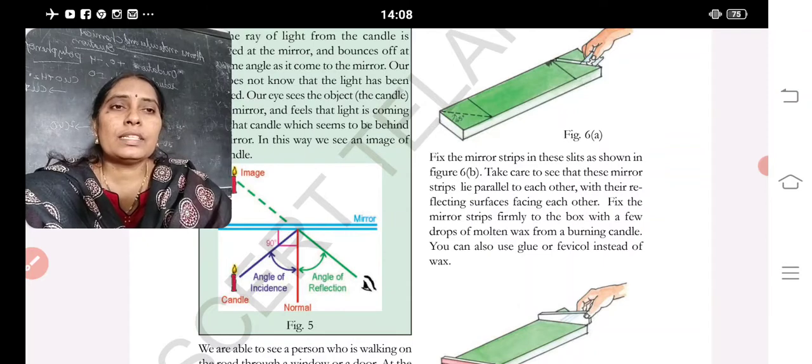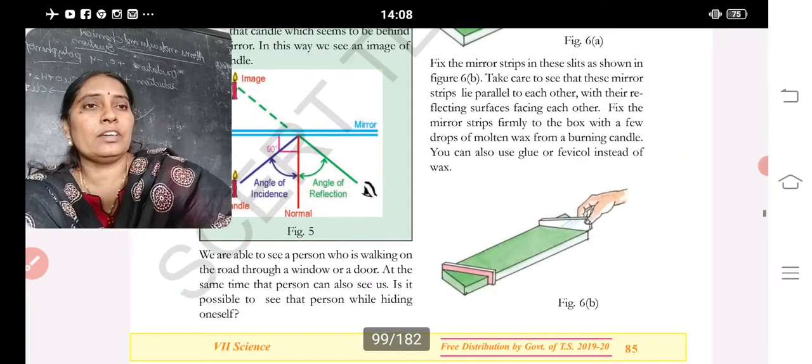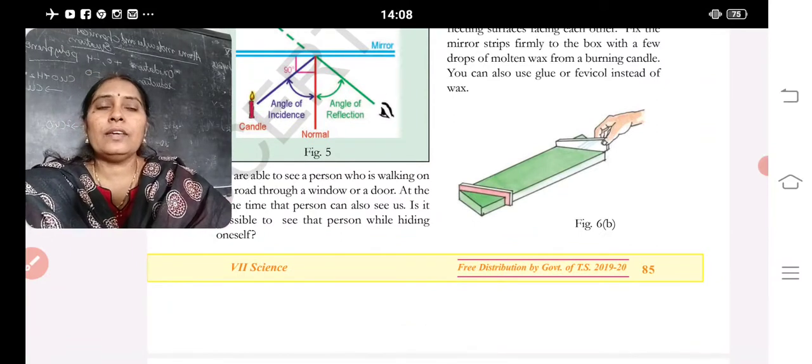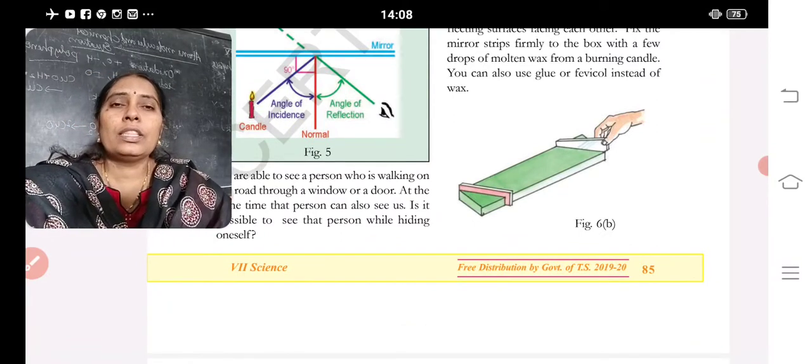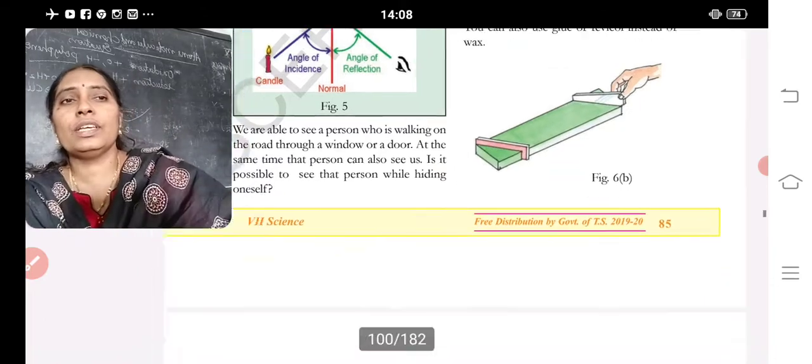Fix the mirror strips firmly to the box with the help of drops of molten wax from the burning candle. You can use a glue or a Fevicol instead of that. See how they are fixing: they made a slit on the diagonal and fixed two mirror strips on either side such that they face each other. Reflecting surfaces should face each other.